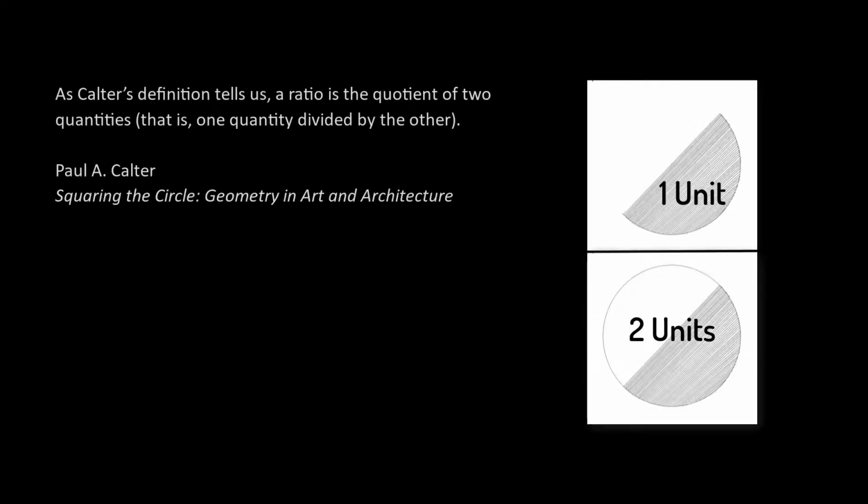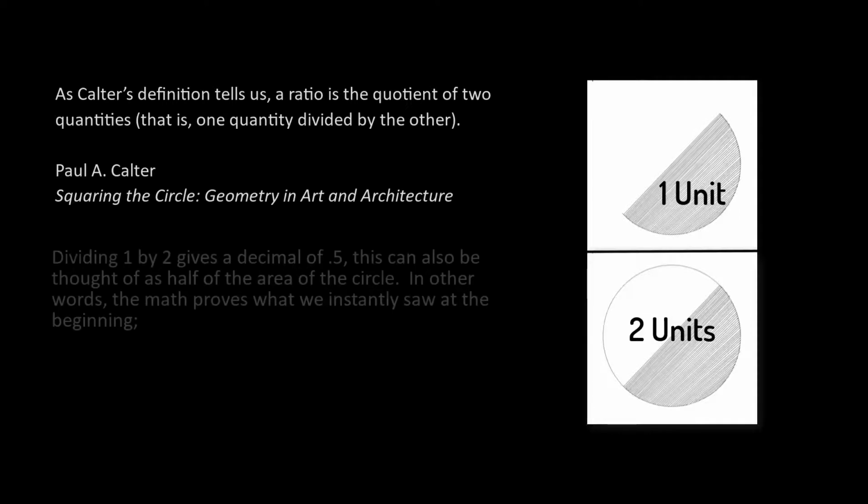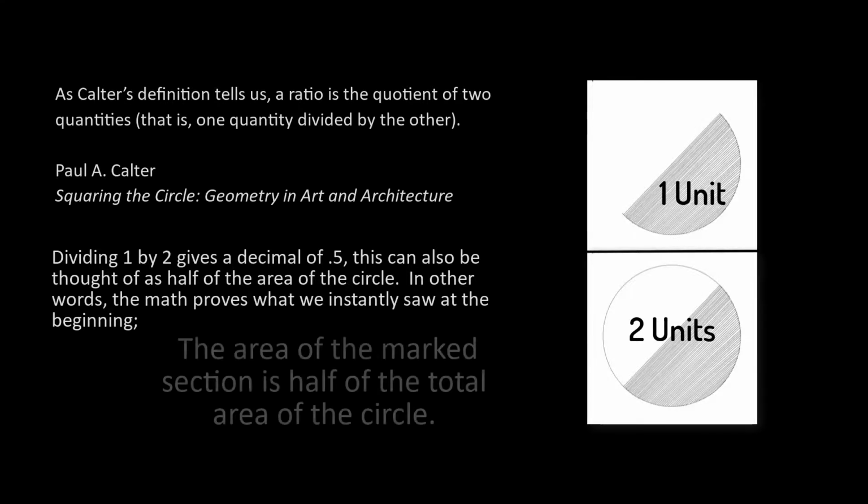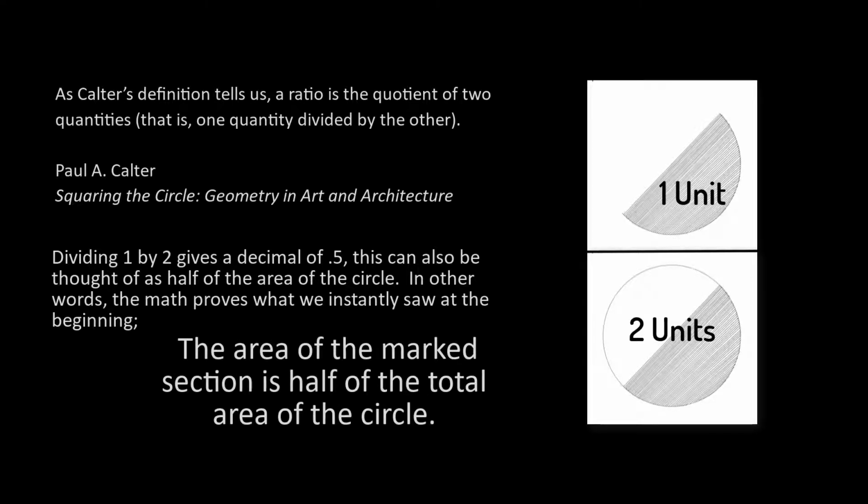As Coulter's definition tells us, a ratio is the quotient of two quantities, that is, one quantity divided by the other. Dividing 1 by 2 gives a decimal of 0.5. This can also be thought of as half the area of the circle. In other words, the math proves what we instantly saw at the beginning. The area of the marked section is half of the total area of the circle.